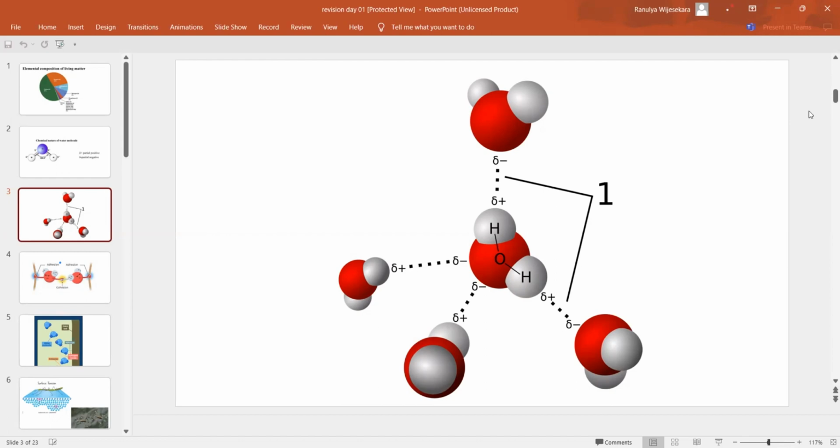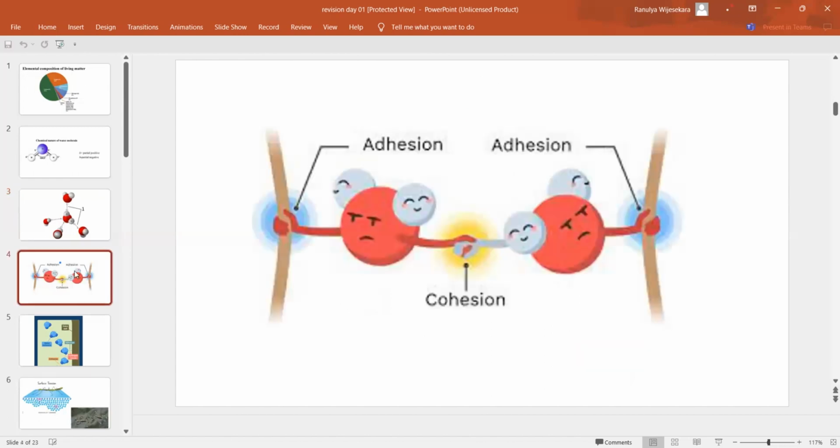Now we are going to learn about the physical properties of water. Due to these hydrogen bonds, water shows different physical properties. There are four: cohesive behavior, ability to moderate temperature, expansion upon freezing, and versatility as a solvent. So let's talk about the first property, cohesive behavior, right? Under cohesive behavior, we have to learn about two terms, adhesion and cohesion.